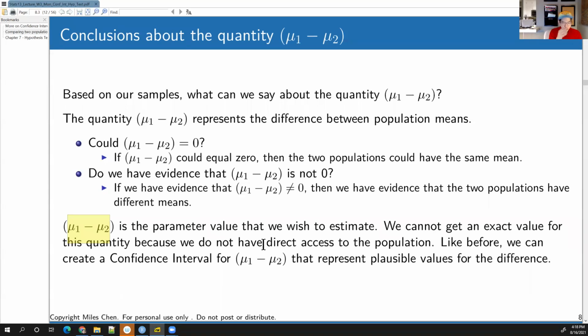But what we're going to do is create a confidence interval for that parameter, the unknown parameter, and that's going to represent the range or the interval of plausible values for that difference.